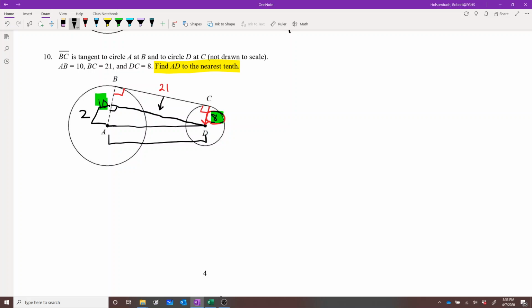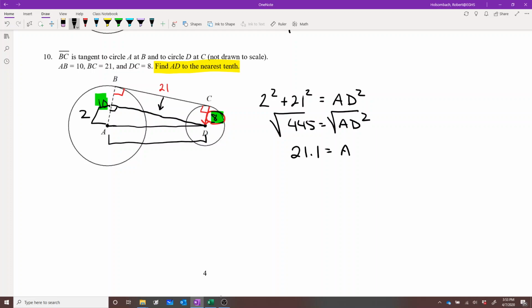So we have another Pythagorean theorem problem. We've got a leg squared plus a leg squared equal to the hypotenuse squared, AD squared. Alright, so our 2 squared plus 21 squared is 445 equals AD squared. And if we find the square root of both sides, then 21.1 is equal to AD.